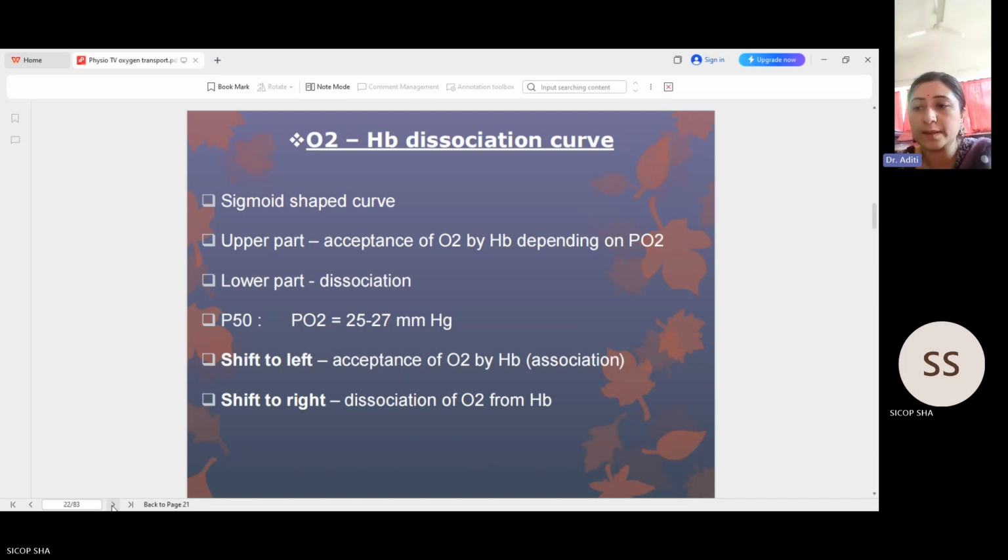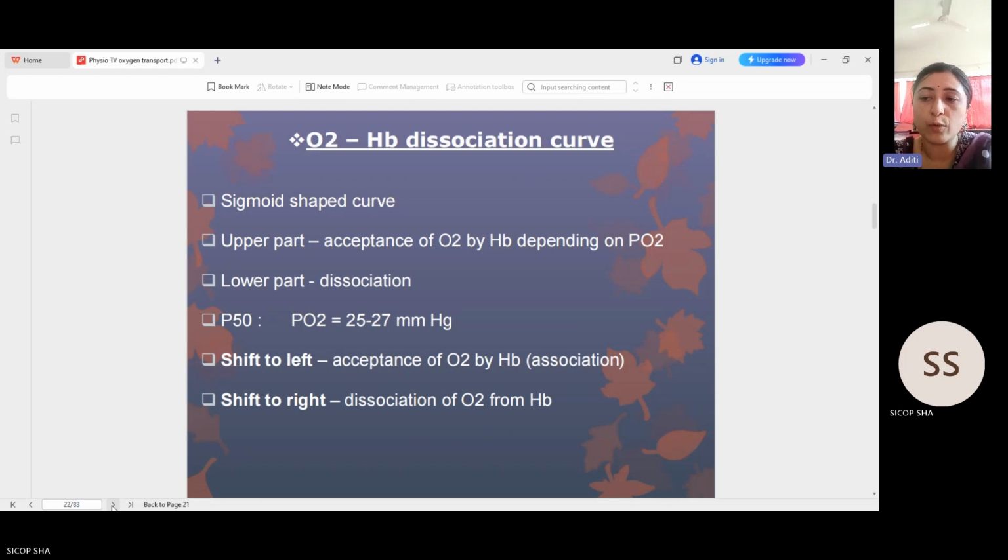So we all know that it is a sigmoid shaped curve. The upper part determines the acceptance of O2 by hemoglobin, and it depends on the partial pressure of oxygen, and the lower part determines the dissociation. There is a point called P50. We will discuss it shortly.